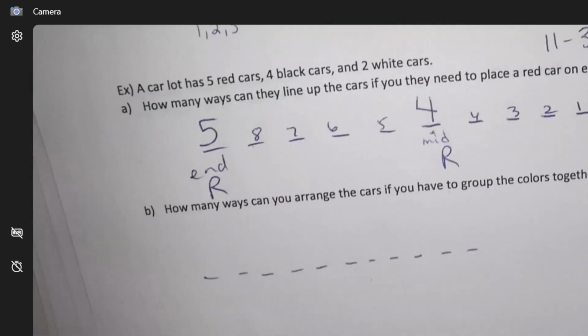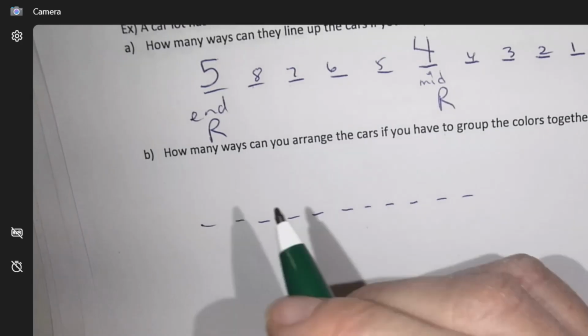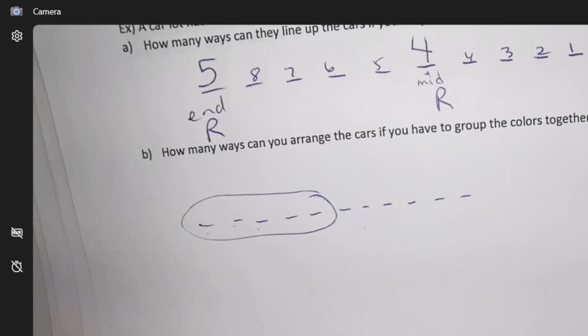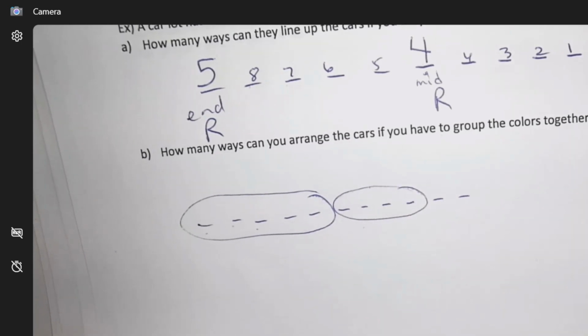All right, last question of the day. How many ways can you arrange this if the cars need to be put into their groups by color? Okay, so all the red cars need to be chunked together in position. So 1, 2, 3, 4, 5. So those 5 red cars have to be grouped together. The 4 blacks have to be together, and then the 2 whites.